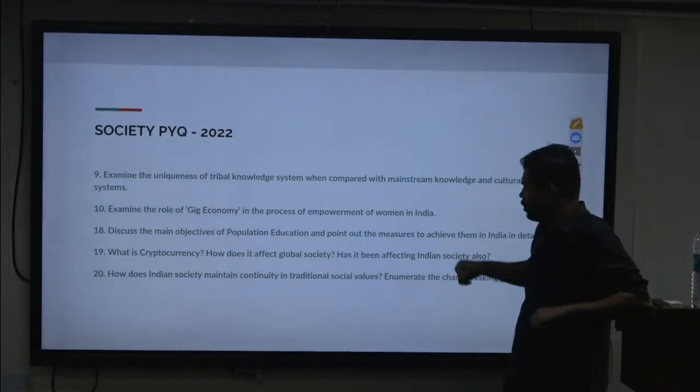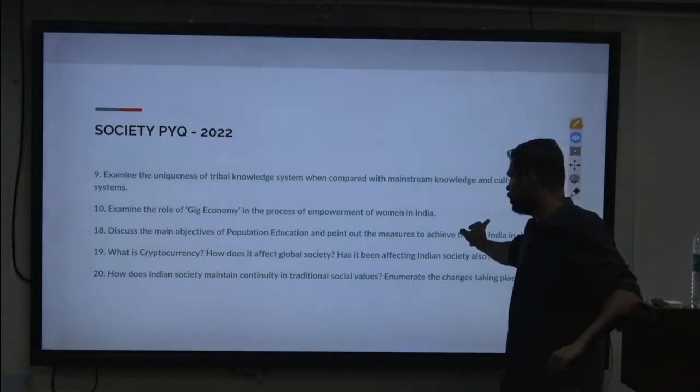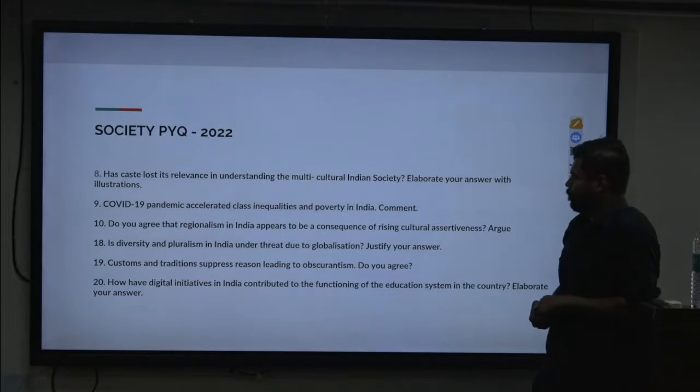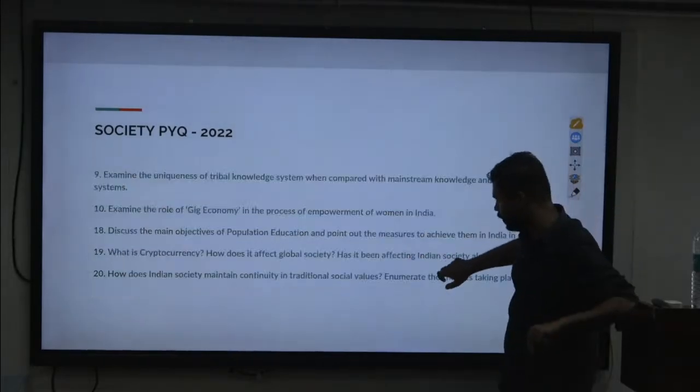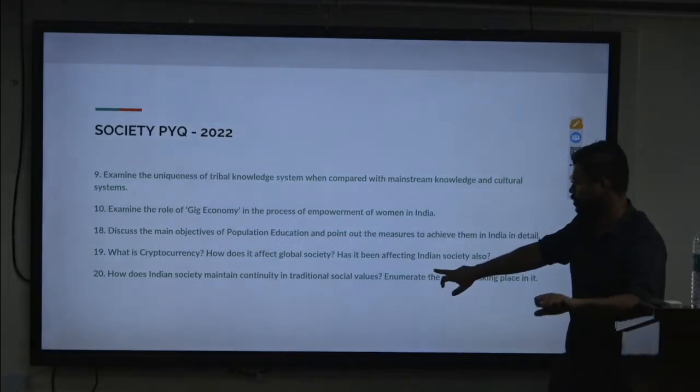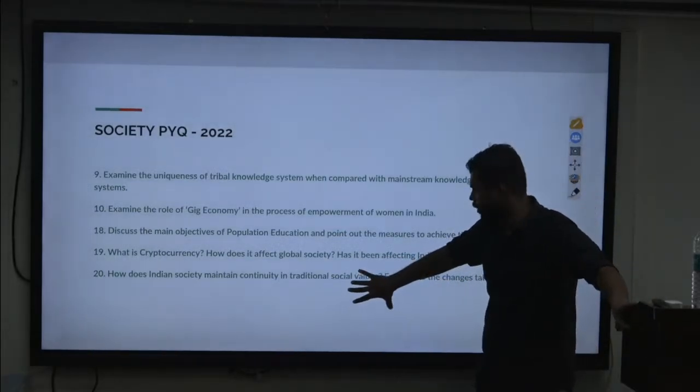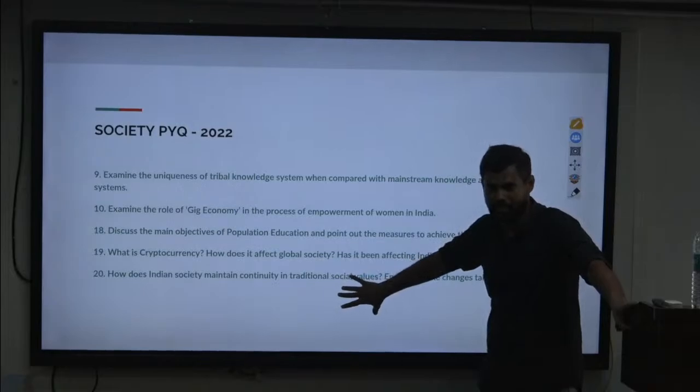Okay, so this is 2021. The next is 2020. As I didn't tell, we didn't discuss this thing, right? Here it is social values, that is the theme here. Salient features of Indian society, that is the theme here.